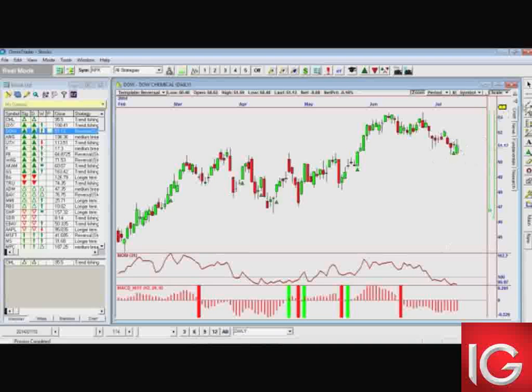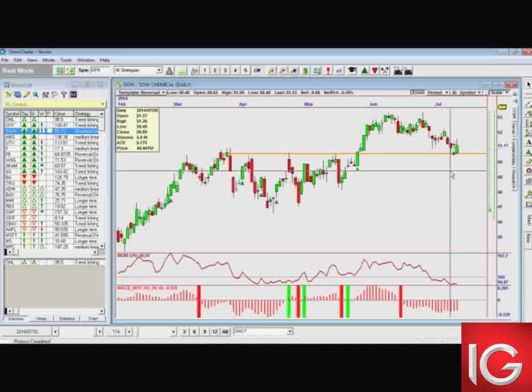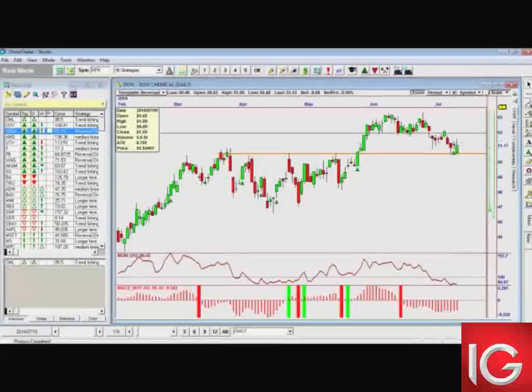First thing we want to do, support and resistance. Okay, so Dow Chemical has come down to support. Yesterday it closed as a green candle. However, it did not engulf the previous two candles. We do have a hammer three days ago, there on the 8th of July. So Dow Chemical is definitely a potential opportunity.